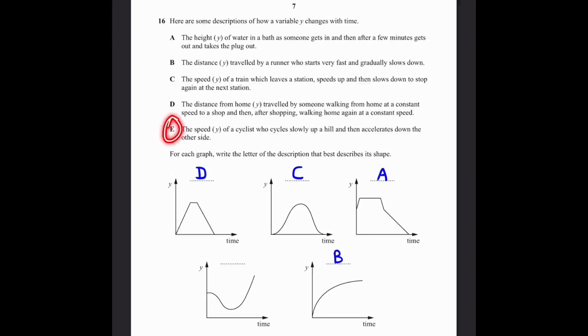Let's move to statement E. The speed, y, of a cyclist who cycles slowly up a hill and then accelerates down the other side. There is only one graph left, but still I will explain why that graph is the answer. First, the cyclist cycles slowly up a hill, so the speed decreases, that's good, and then accelerates down the other side, so the speed increases again. So this graph is the answer for E.